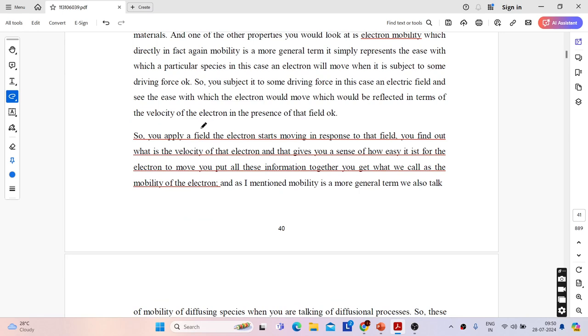Now, how can an electron move in the system? If it is a metal, free electrons will be there and can move wherever in the system, but other than that we have to apply a field. When we apply a field, the electrons start moving in response to the field, and we find out the velocity of the electron. That gives us a sense of how easy it is for the electron to move, and putting all this information together, we call it the mobility of the electrons. So to move the electron, we mainly apply an external field.